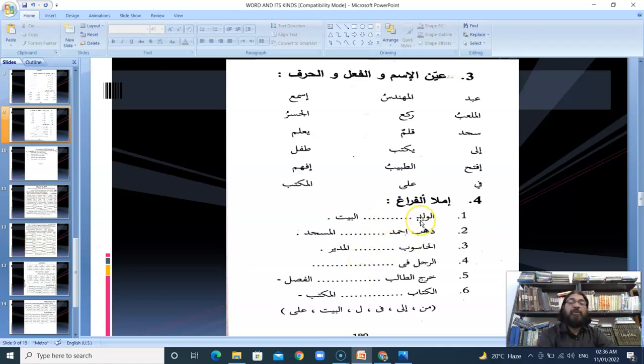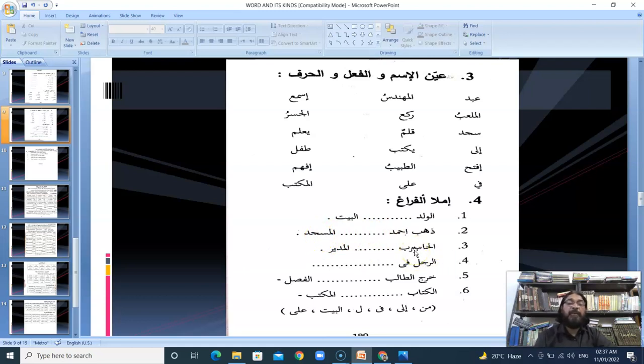So have a look. Al-waladu dash al-bayt. So al-waladu fil bayti, fi, in. The boy is in the house. Al-waladu, the boy, fi, in, al-bayt, the house. The boy is in the house. Next one, dhahaba, went out. Ahmadu, name of a person. Then dash al-masjid. So you say ila al-masjid. Dhahaba Ahmadu ila al-masjidi. Ahmad went to the mosque.